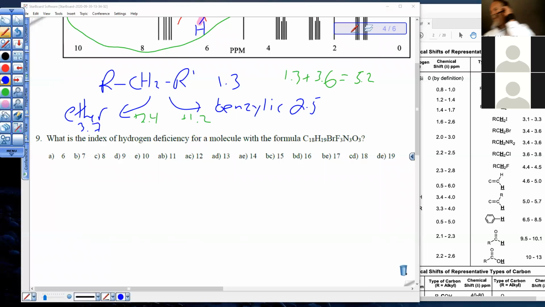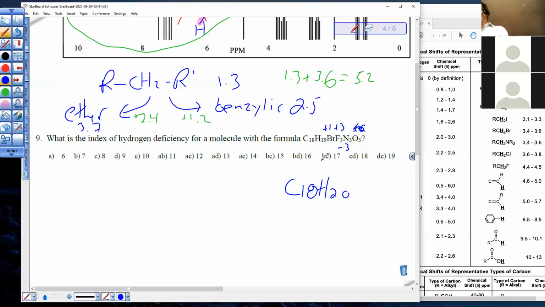Chapter 5, index of hydrogen deficiency, says if you're going to get rid of the halogens, you have to add 1 for each. 3 for the fluorines, because there's 3 of them. You're going to lose 3 for the nitrogens. You're going to do 0 for the oxygen. Just don't do anything. So we went up 3 and down 3, which cancels, and then we add 1.